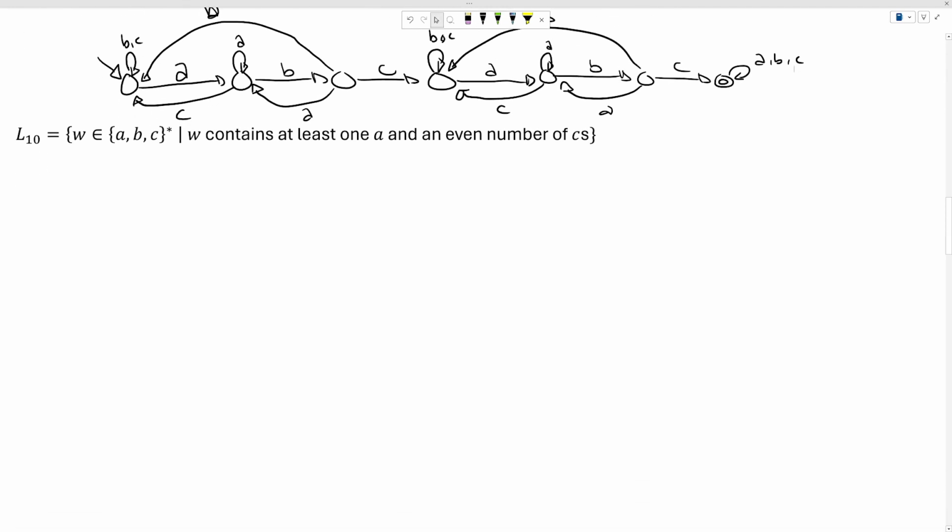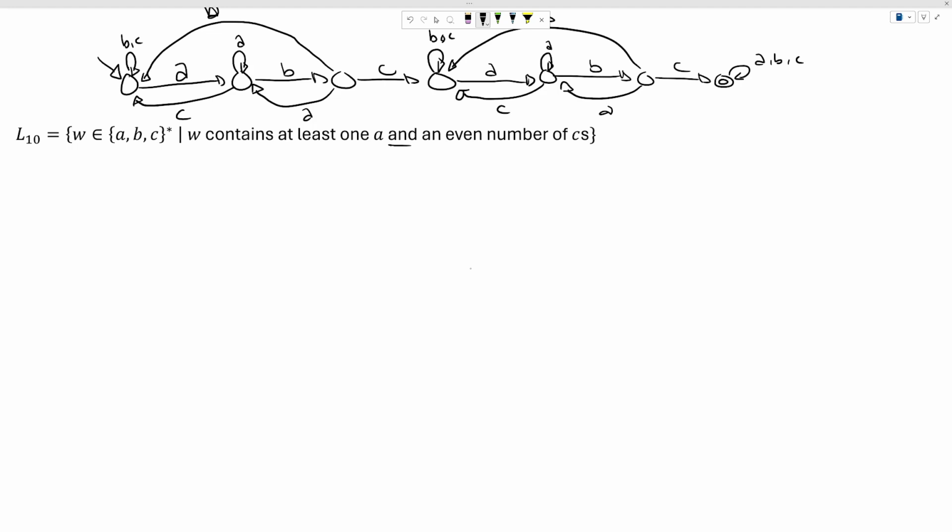All right, now let's look at our final last one. W contains at least one A and an even number of C's. Now this one's starting to get us a little bit trickier. We've got an "and", we've done a few ands in the past, and we've seen how we had to kind of weave the machine together. So I'm going to try and do this again.